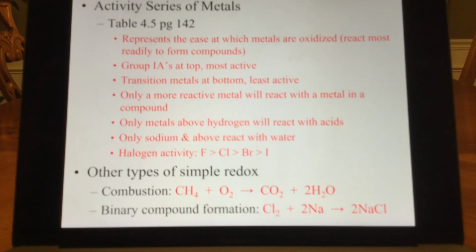And then, again, like we talked about at the beginning of these notes, a lot of the synthesis reactions, especially where we are taking just two elements and forming a compound, obviously they're gaining and losing electrons to form that ionic compound. So those are some other types of redox reactions.